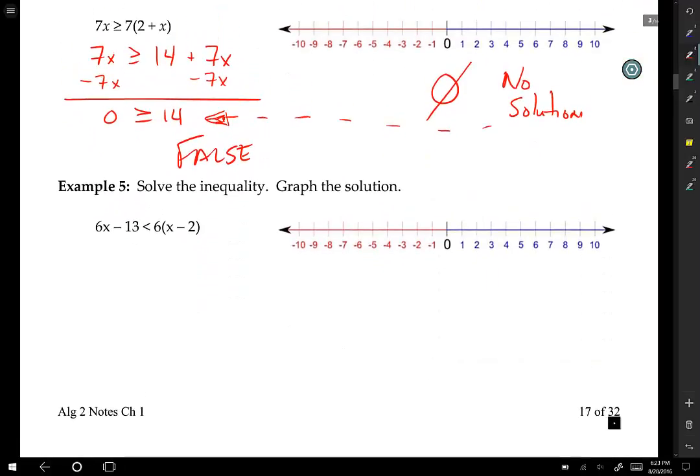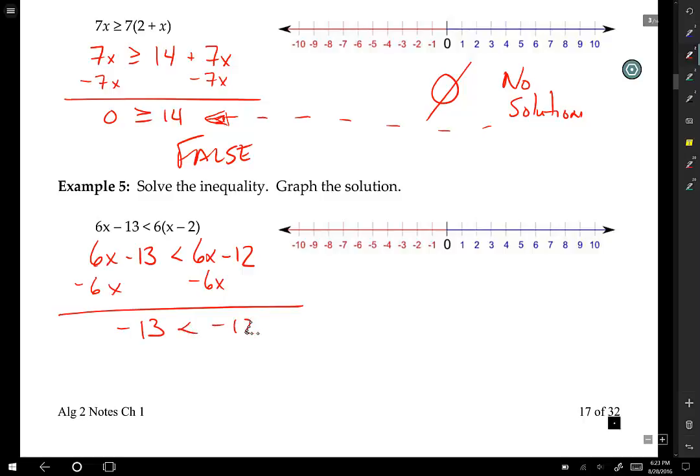Let's look at example 5. We're going to distribute the 6 on the right, so 6x minus 12. We're going to subtract 6x from both sides. That leaves us with negative 13 is less than negative 12. Is negative 13 less than negative 12? Yes, it is. When? All the time.